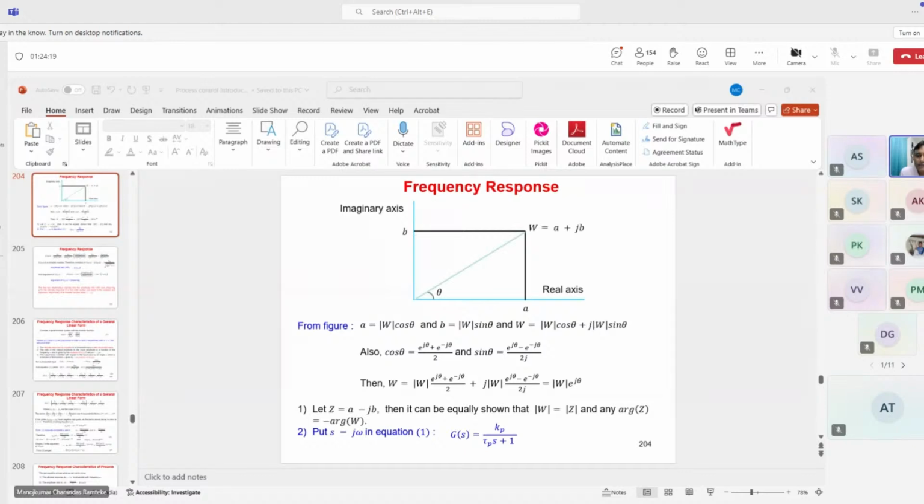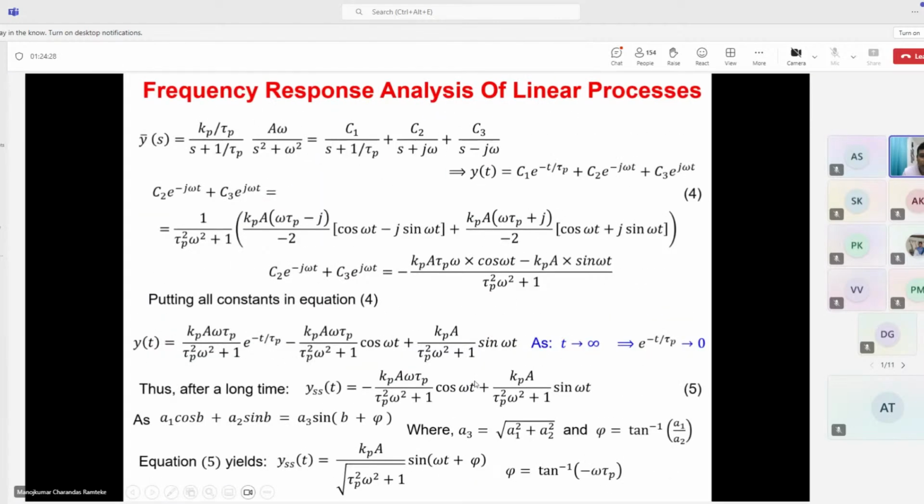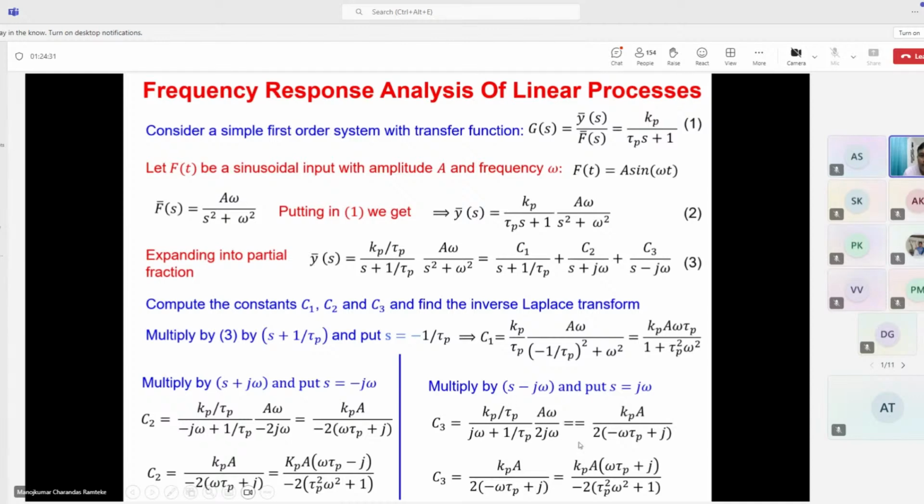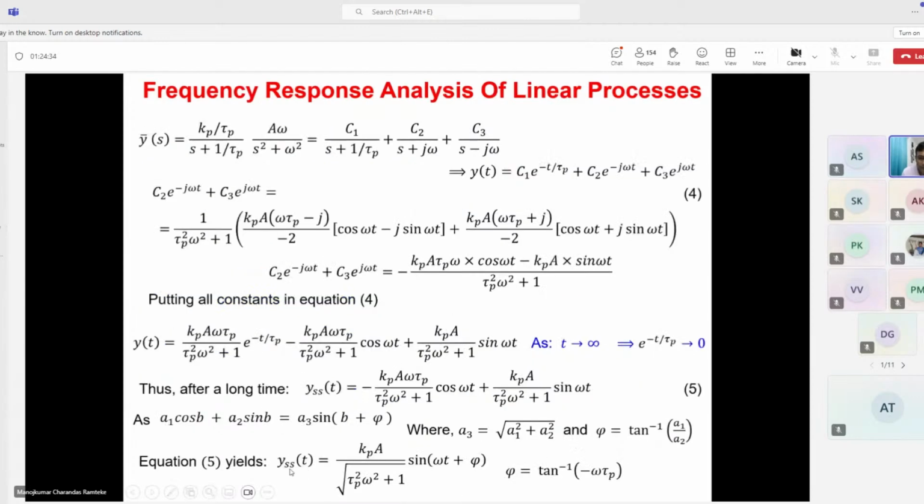Are you able to remember what I am saying? Remember this entire complicated proof we have done, isn't it? And finally, we obtained this equation: Y_SS is given as K_P A divided by under root of tau_p square omega square plus 1, into sine of omega t plus phi. And I am saying that in order to obtain this, I don't need to go through this entire detailed procedure which I have shown here. In fact, I can get this final answer directly. There is a trick to get this final answer directly. And what is that trick?